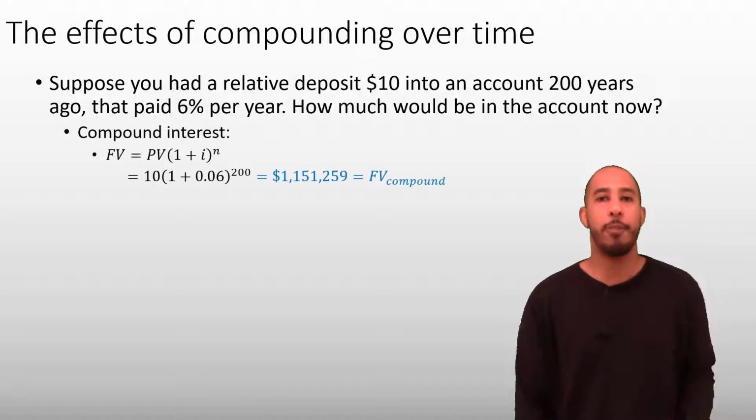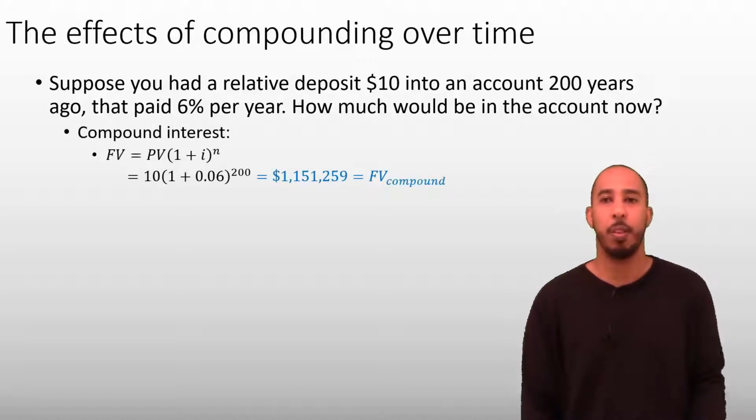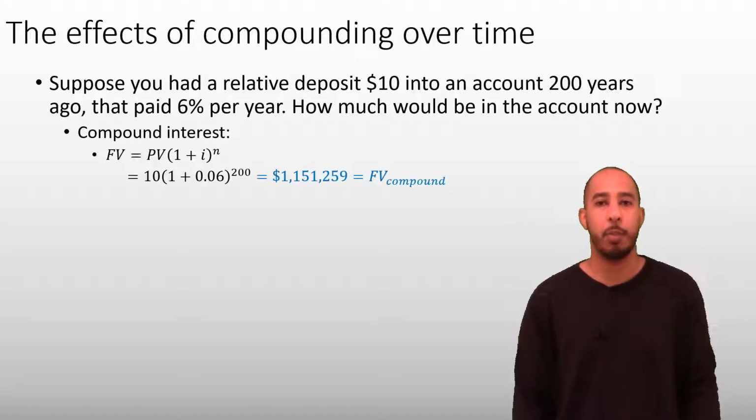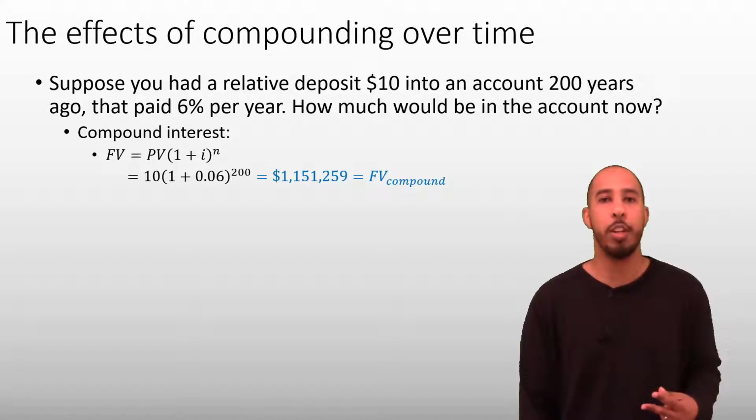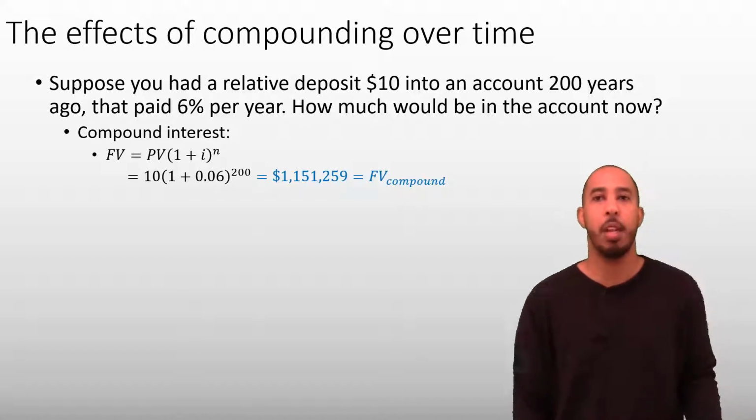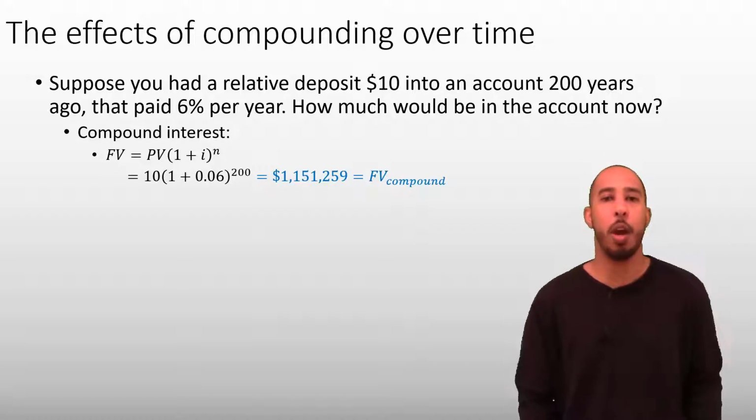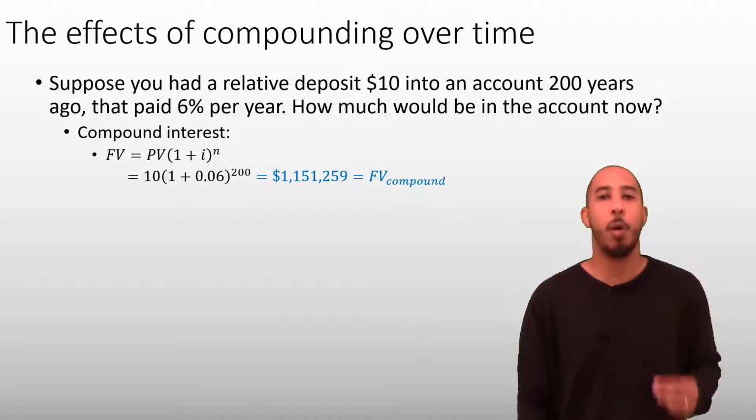We can apply the future value formula that we just derived. We started with $10, so that's our present value. The interest rate is 6%, so that's our I. And the money was invested for 200 years. That's our N. Putting it all together, we see that the future value is over $1.1 million. That small $10 investment grew to over $1 million.